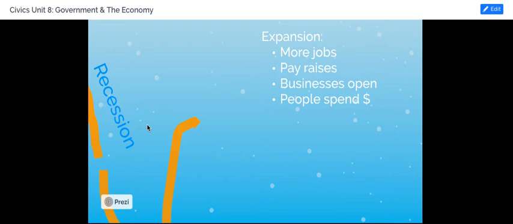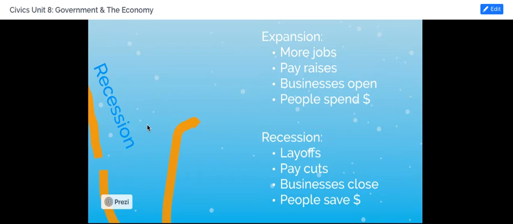Now, on the other hand, during a recession, this is the opposite. People know we're headed towards a trough, and people naturally want to save money during a recession. Now, some negative consequences of a recession, like once we've hit that peak and we've moved over to the recession side of the business cycle, there might be some layoffs.